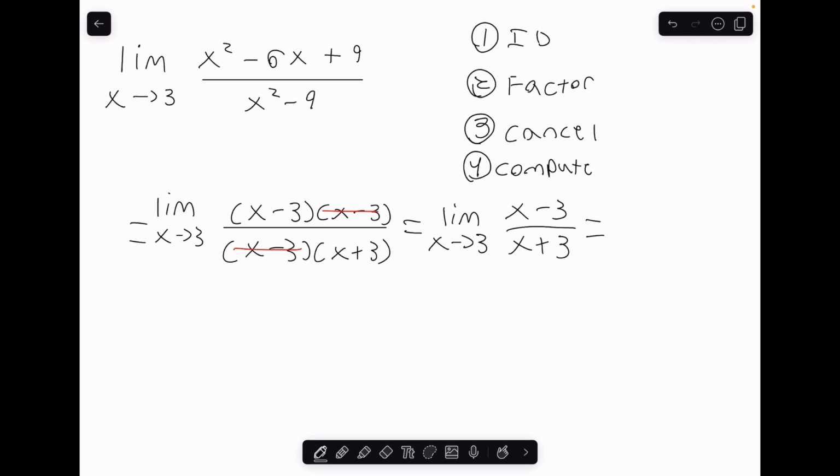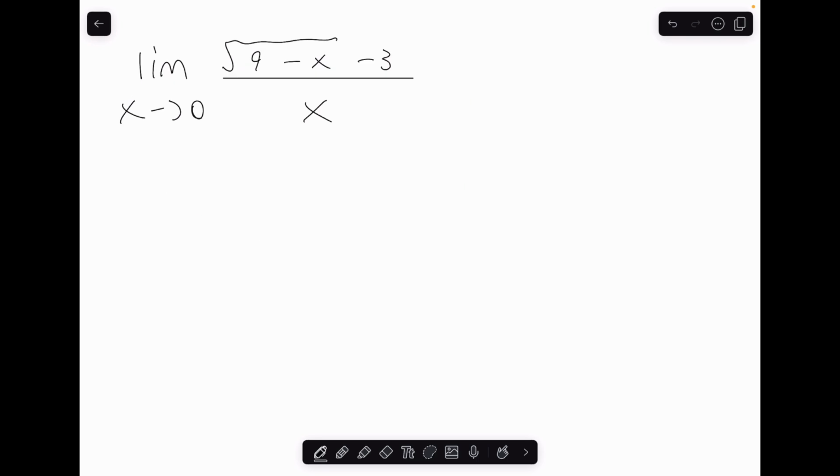So 3 minus 3 divided by 3 plus 3. This gives us 0 in the numerator and 6 in the denominator. So that's our answer, 0. So what you would say is as x approaches 3, the limit of x squared minus 6x plus 9 divided by x squared minus 9 equals 0. And that's how you would say that. So remember the steps and you can solve any of these problems. Okay, so on to the next example.